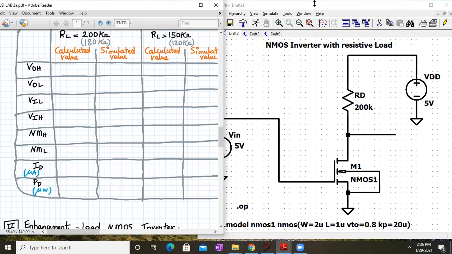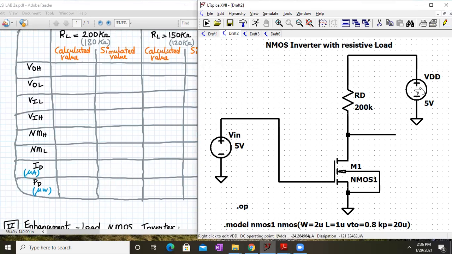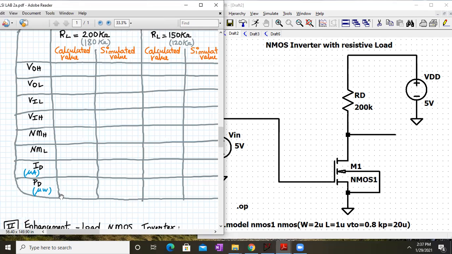Again, I repeat, you can directly calculate the power over here. You can see over here downstairs you get the power, right? Don't worry about the negative sign. Okay, and here you can check the current flowing through the resistor, which will be the same as current flowing through the transistor. Fine with this? So this is how you can calculate ID and PD.